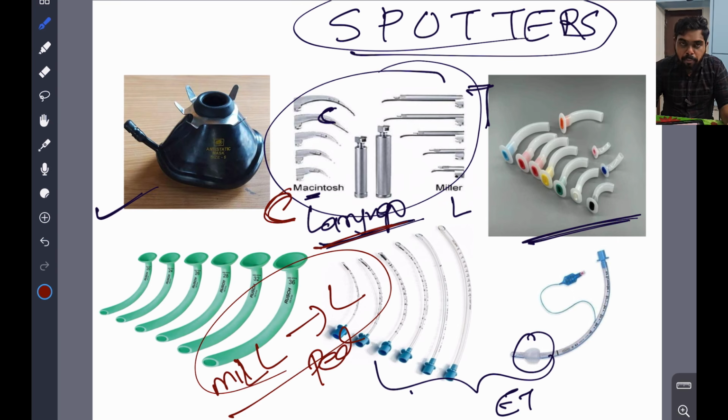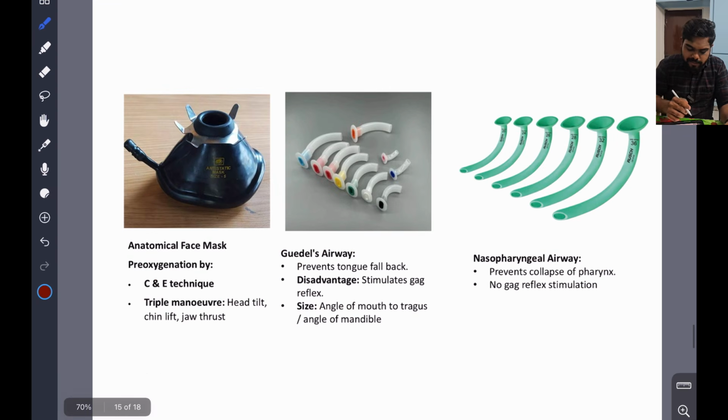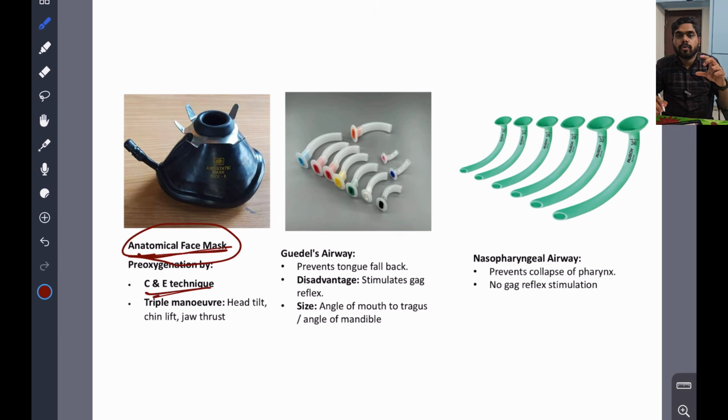Okay, now we see the spotters and we'll stop today's session. This is nothing but our anatomical face mask. So anatomical face mask, C and E technique. You know the C and E technique, how to hold. You have to practice it. Triple maneuver we can use. What are the triple maneuver? They are also regularly asked.